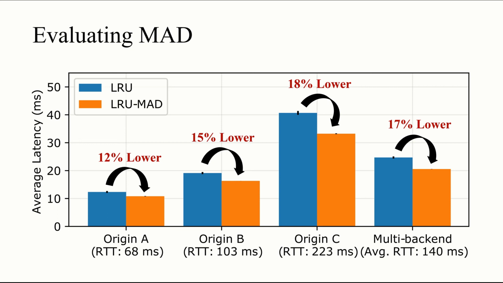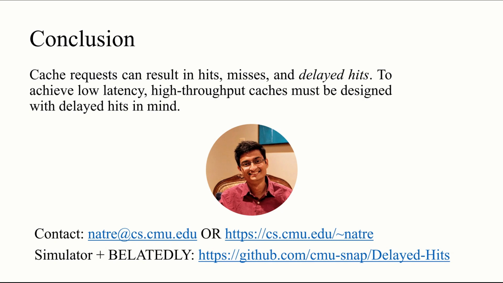So in conclusion, we see that cache requests result in not just hits and misses, but also in delayed hits. In order to truly minimize latency, high-performance caches need to consider the impact of delayed hits as well, especially as we look forward to ever-increasing trends in bandwidth.